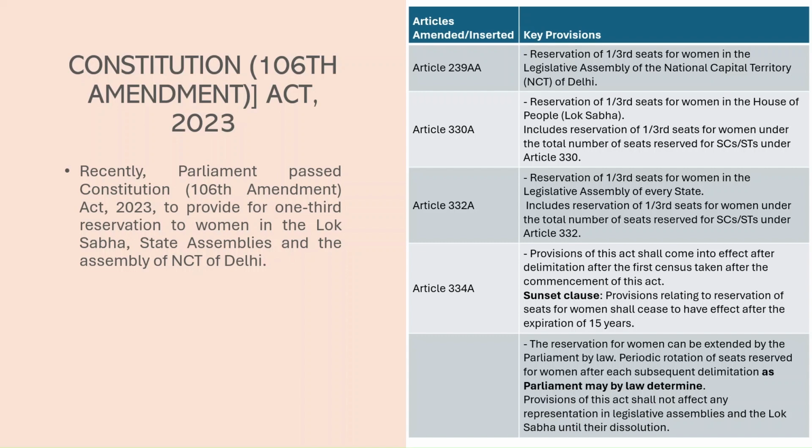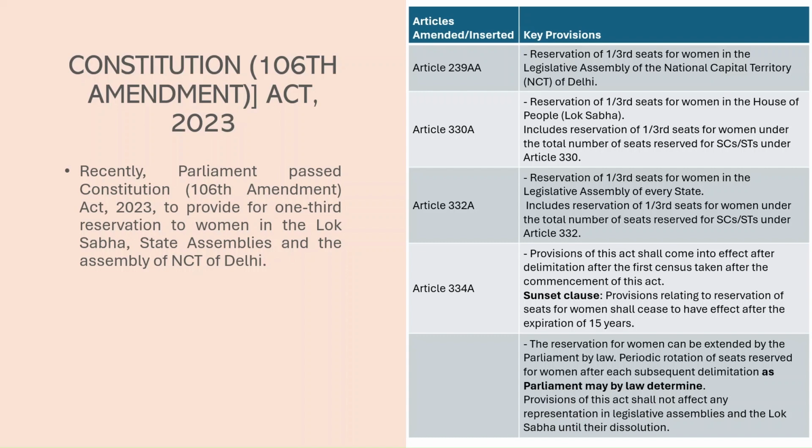Now, Article 332A takes center stage by extending the reservation of 1/3 seats for women to the Legislative Assembly of every state. And similar to Article 330A that we just discussed, it also includes reservation within the total number of seats reserved for SCs and STs under Article 332. Now, let's talk about Article 334A. This provision outlines that the Act comes into effect after delimitation following the first census post its commencement.